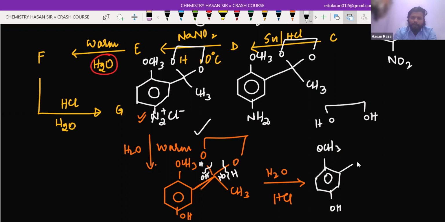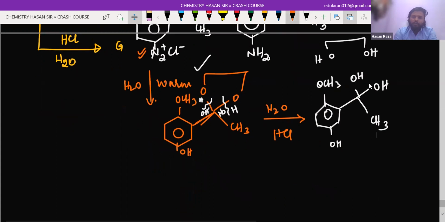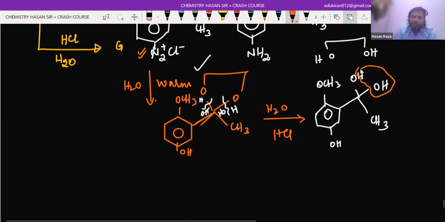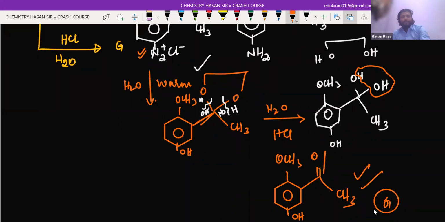And then you can see at this carbon, two OH groups will be added. But always remember that on a single carbon, two OH groups are unstable. So what will happen? H2O will be eliminated from here. And the final product, that is G, that you will get will be this. The OCH3 will be this, and this will be again converted. So this is your G product.